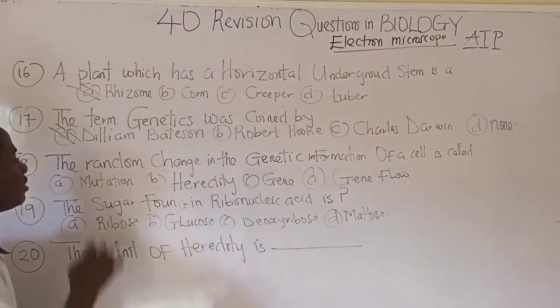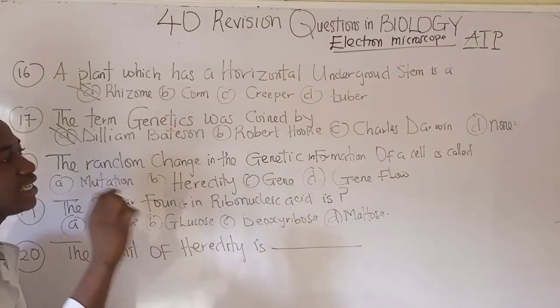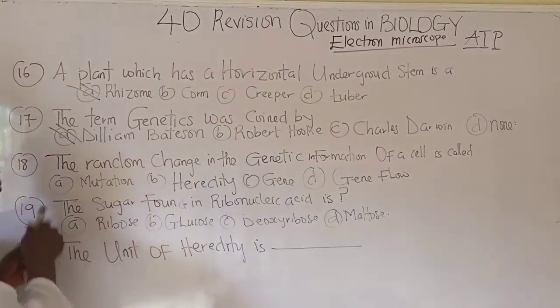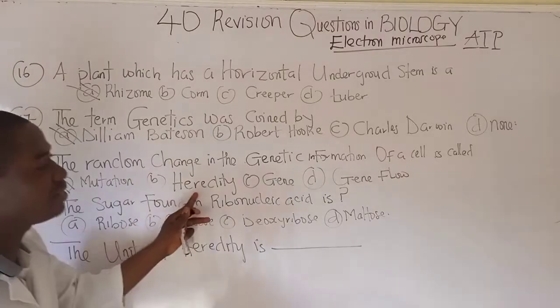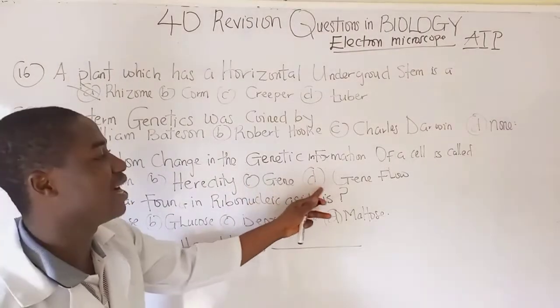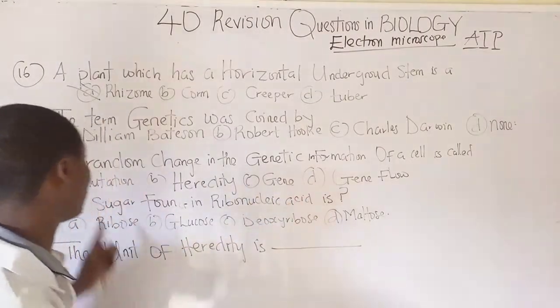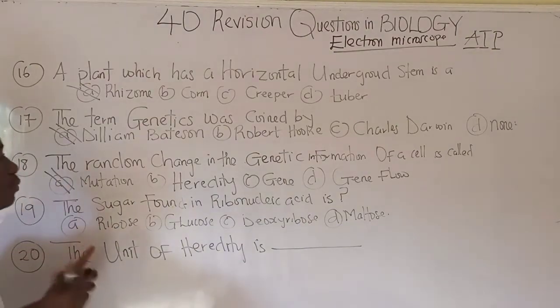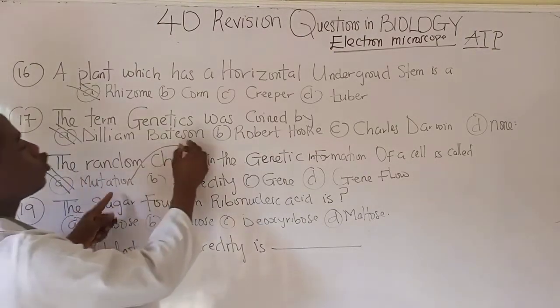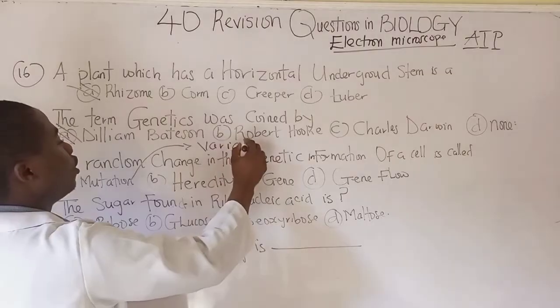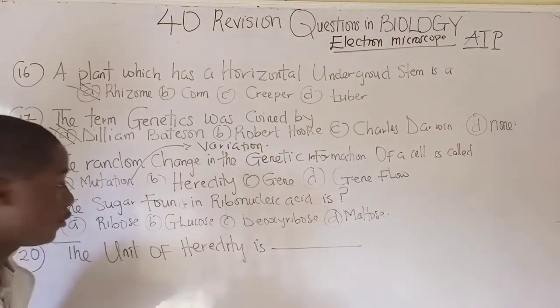Question 18 says the random change in the genetic information of a cell is called mutation. Okay, it's not called heredity, it is not called gene, and it's not called gene flow. It's called mutation. And it must be noted that mutation leads to what we call variation. Okay, mutation leads to variation.